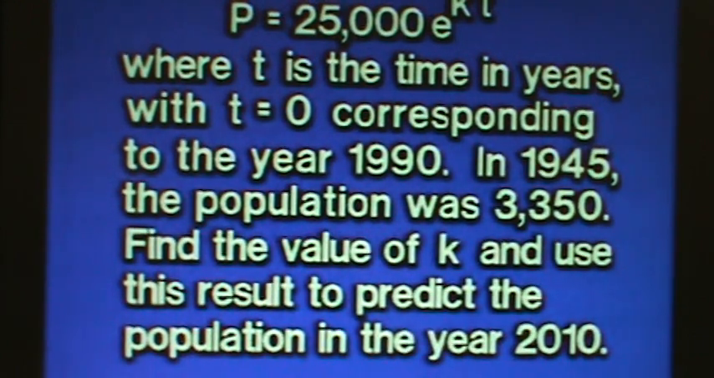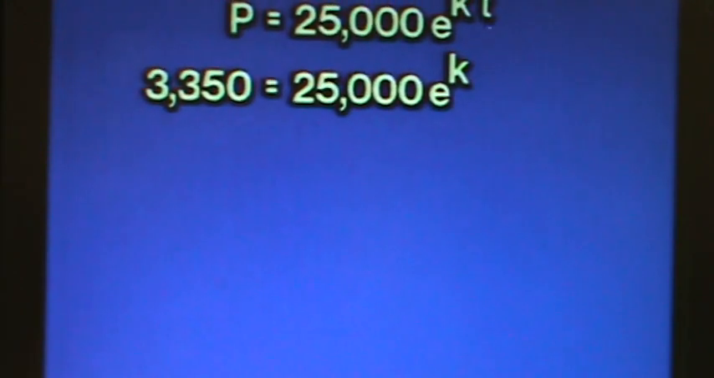Now we're asked first to find the value of k. We'll use the information about the population size in the year 1945 in order to do that. So we'll replace within our equation 3,350 for P. And in place of t, we'll write the time of negative 45, because 1945 is 45 years prior to 1990, the basis for our model. All right, now let's solve for k.